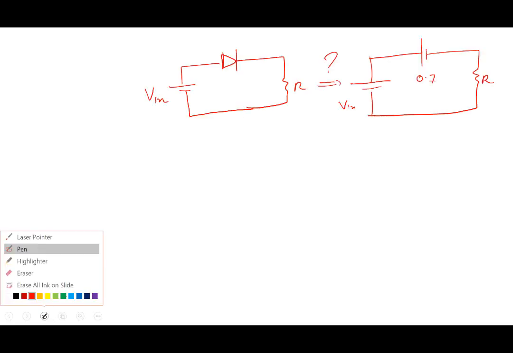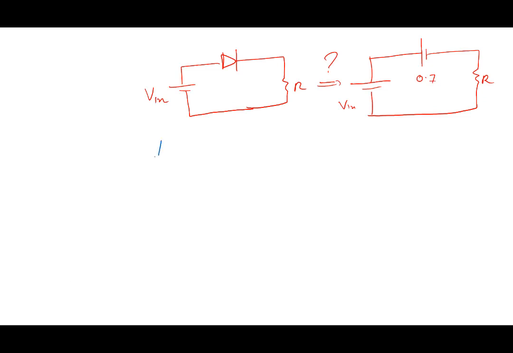So let's look at here. Current I equals V in minus, sorry, let's write down the accurate way of doing it, minus Vd, divided by R. That's the right value of current. Okay? And then in this case we are saying the current I, which is the approximate value, is V in minus 0.7 volt, divided by R. Right?